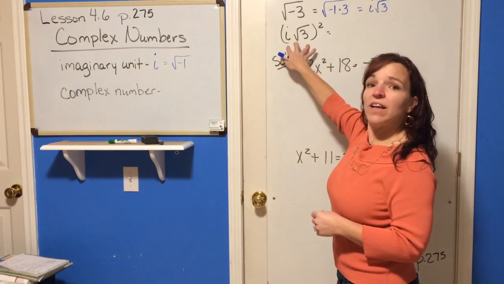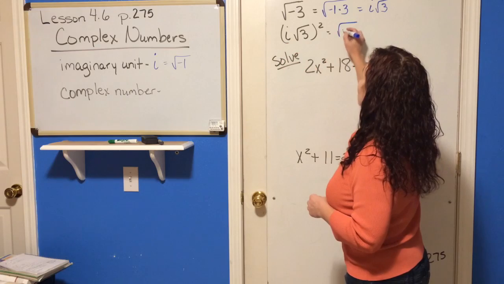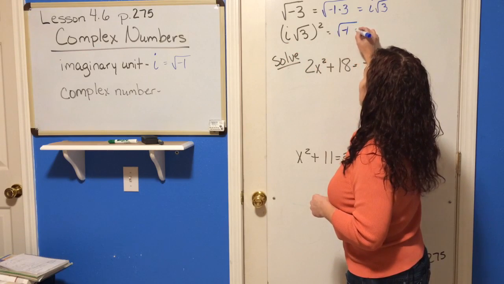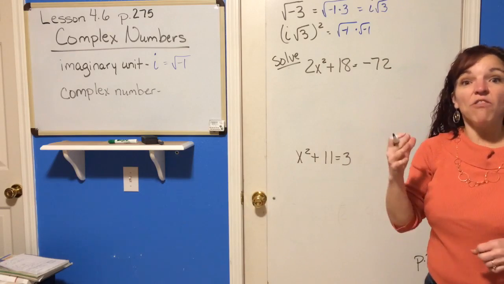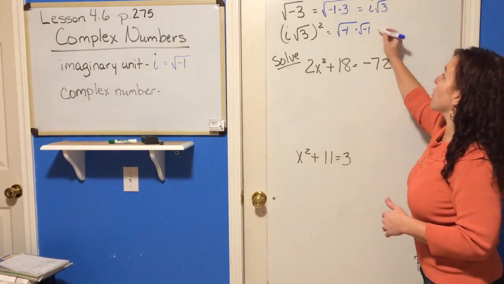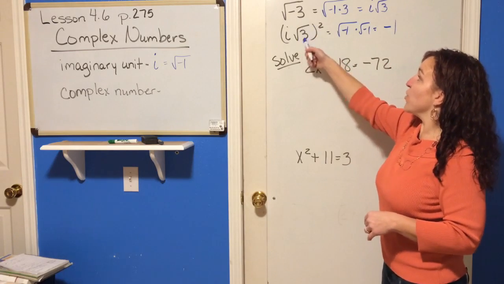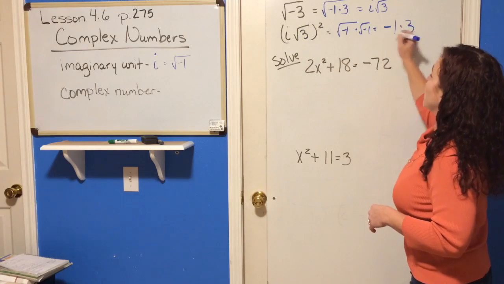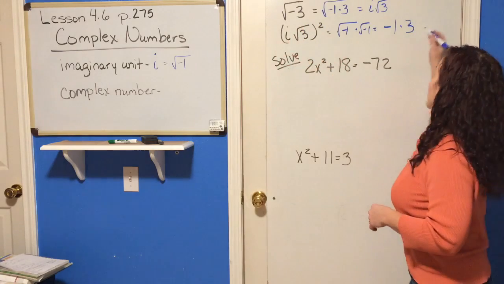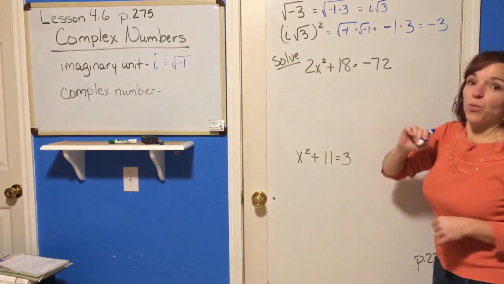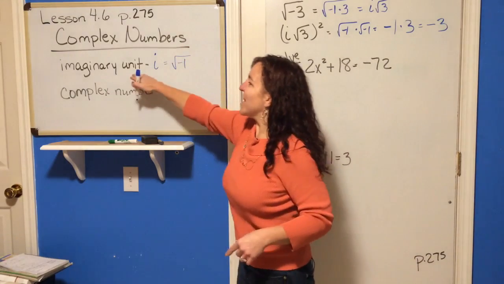If you square an i, the i squared is going to be the square root of -1 times the square root of -1. And the square root of anything squared is itself. So the square root of -1 times the square root of -1 is simply -1. And the square root of 3 squared is 3. So if you take i times the square root of 3 and square the whole thing, your answer is simply -3.